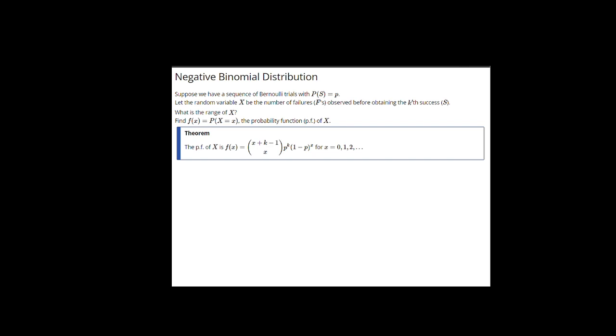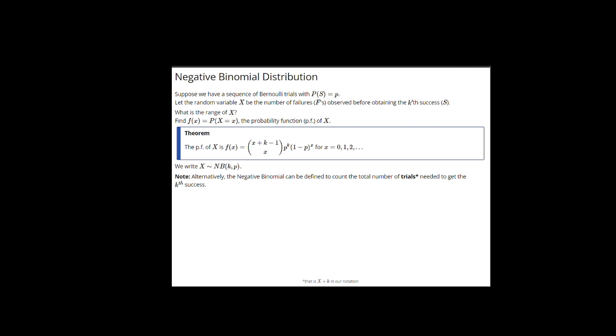of failures we observed. We'll try and explain the combinatorial symbol out front in a few minutes, x plus k minus 1, choose x. But when a random variable x has this distribution, we call it the negative binomial distribution. We'll write x tilde NB for negative binomial, k comma p, where k and p are the two parameters of this distribution. Sometimes the negative binomial distribution counts not the number of failures before the kth success, but the number of trials needed to get the kth success.